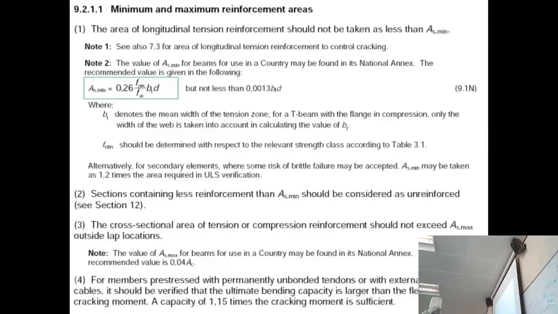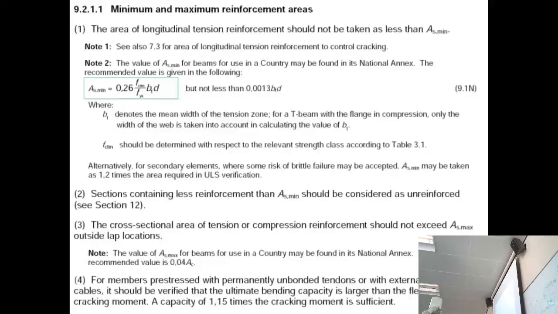But you find that you've got a formula, but then sometimes it'll say "but not less than", so you've actually got to do two formulas to work out your minimum amount of steel. And somewhere it says maximum. The maximum area of steel, again you've got to look in the National Annex, but the recommended value is 4% of the concrete.